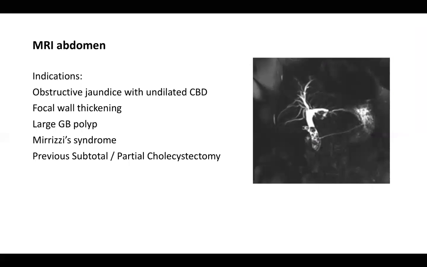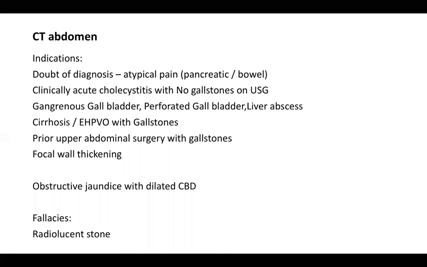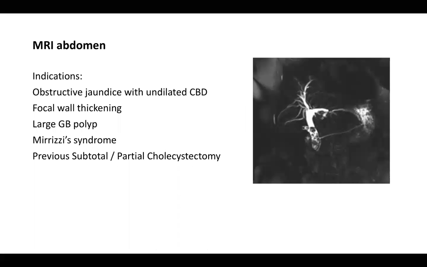An MRI abdomen is indicated when you have obstructive jaundice with undilated CBD. I'm just going to go back to the previous slide. So I've mentioned here obstructive jaundice with a dilated CBD. This could either be because of an obvious large gallbladder stone or a carcinoma pancreas, a distal CBD stricture, or even a periampullary carcinoma. And this is the reason why if you have a dilated CBD, a CT is good enough. But if you have an undilated CBD, a CT is not going to be sensitive, and therefore obstructive jaundice with an undilated CBD, please consider doing an MRI.